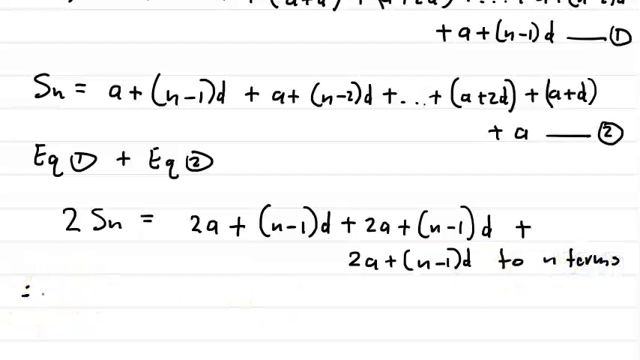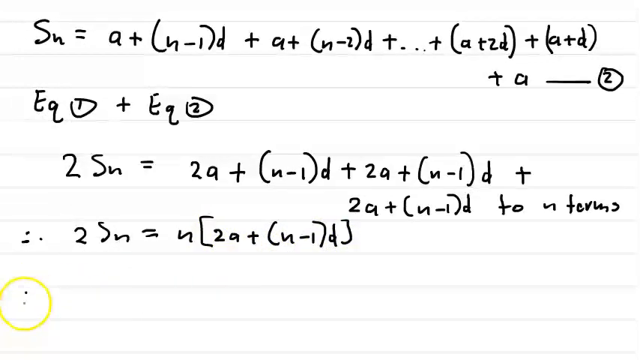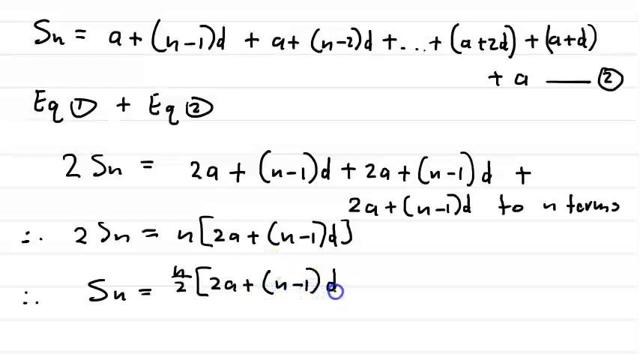Therefore, we can now write 2Sn equals n into 2a plus n minus 1 times d. Now if you divide both sides by 2, you get Sn equals n over 2 into 2a plus n minus 1 times d. This formula is the formula to find the sum to n terms of an arithmetic sequence.